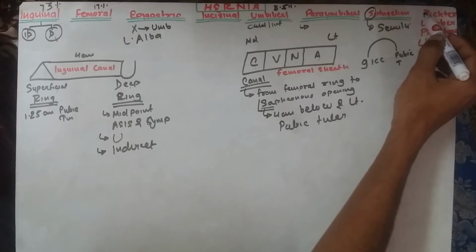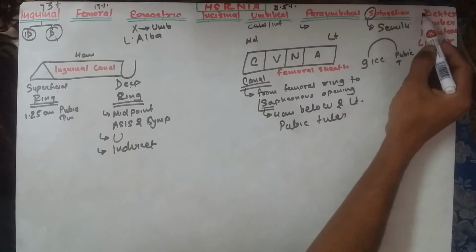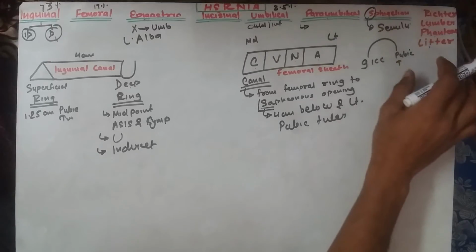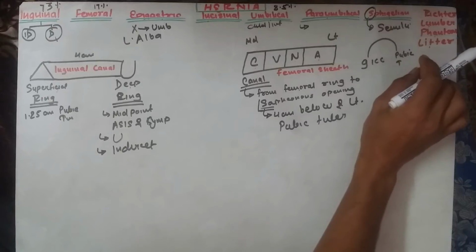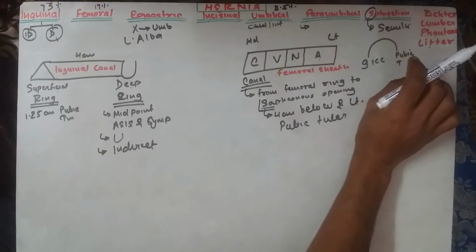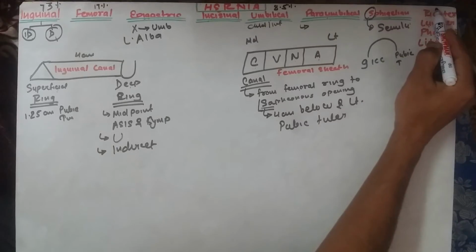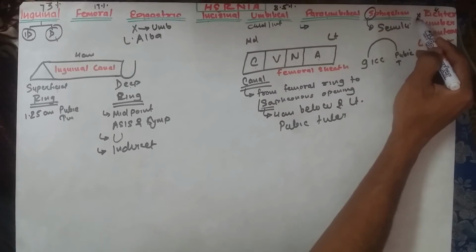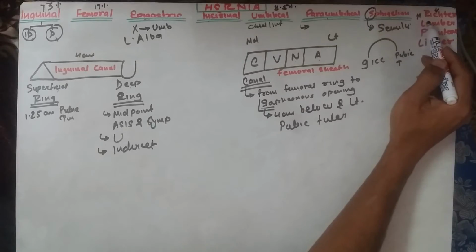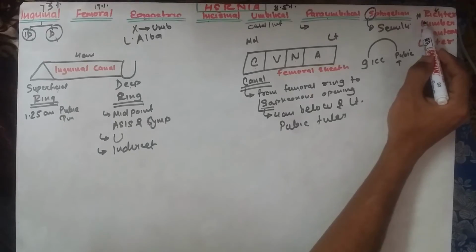Then the type which is usually asked in MCQs is the Richter type of hernia. In Richter hernia only a certain circumference of the bowel is involved in the herniation, not the whole bowel wall. If only a certain circumference of the bowel loop is involved in the hernia, that is called Richter. And lumbar hernia can be from either the superior or inferior lumbar triangle. This is a very rare type of hernia.